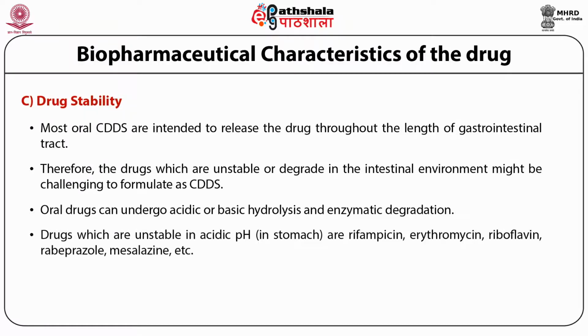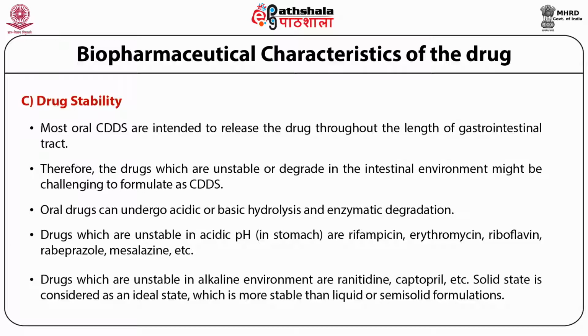Drugs which are unstable in acidic pH, that is in the stomach, include drugs like rifampicin, erythromycin, riboflavin, rabeprazole, mesalazine, etc. And drugs which are unstable in alkaline environments might include ranitidine, captopril, etc. Solid state is considered as an ideal state which is more stable than the liquid or the semi-solid formulations.